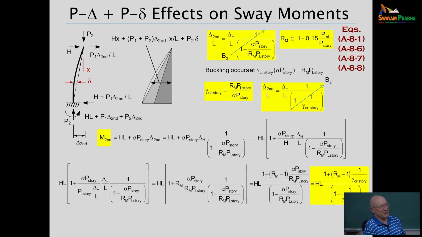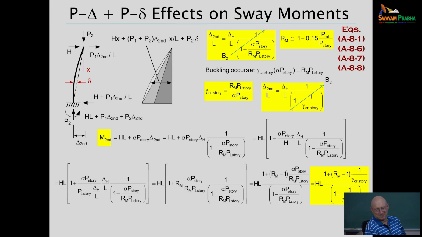The code in the Appendix 8 amplification factor equations, the R sub m term is bringing in a P small delta effect on the drift. We'll look at some examples of that. I'm going to show a few examples.